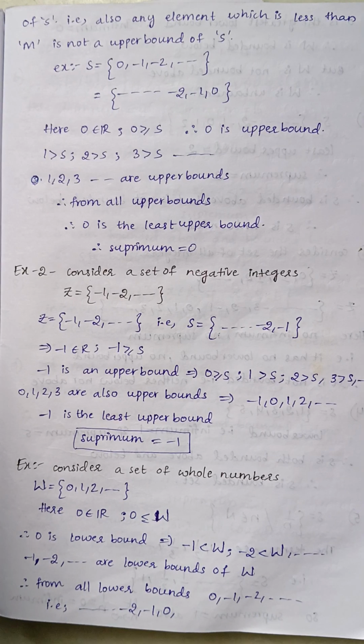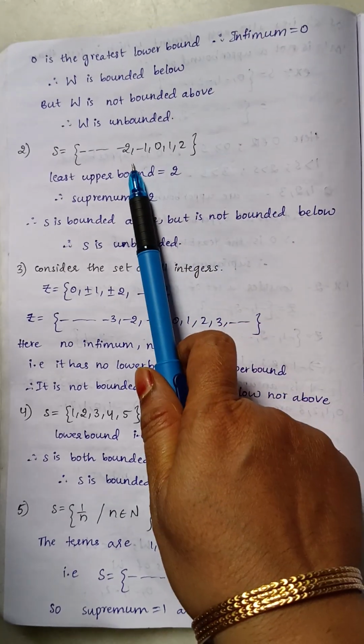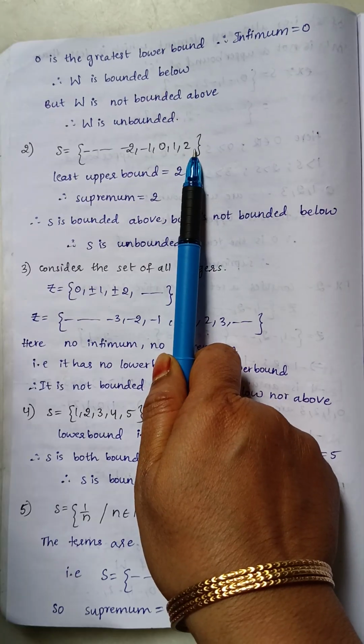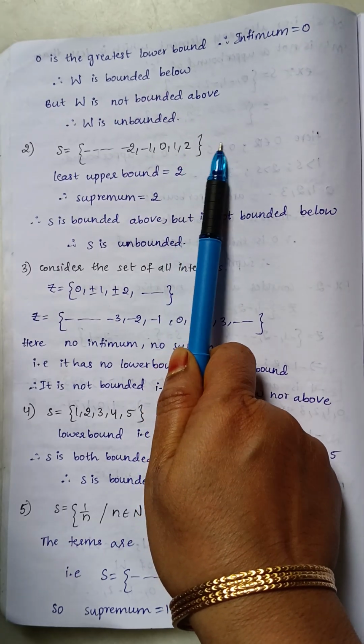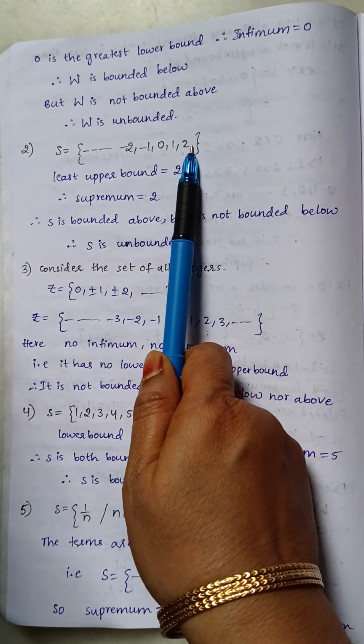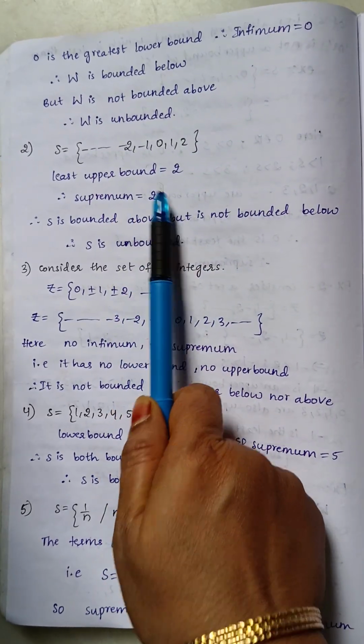Like that, easily we can guess. See this example. It is in ascending order. Yes, it has a right end. So obviously it is an upper bound. And what are the remaining upper bounds? 2, 3, 4, 5, all are upper bounds. Out of this, the least upper bound is 2. That's why the supremum is 2.